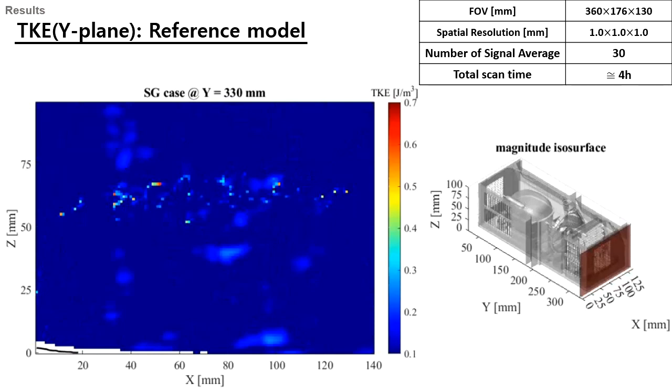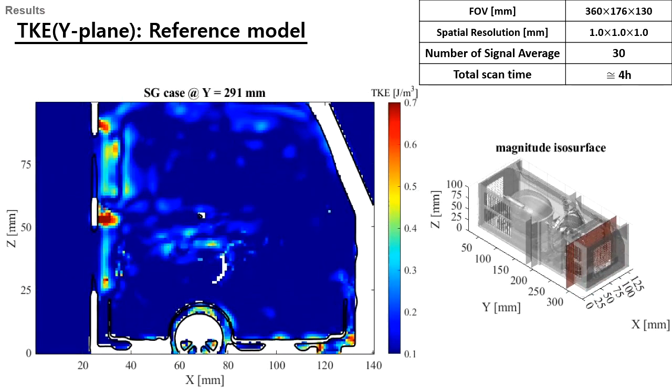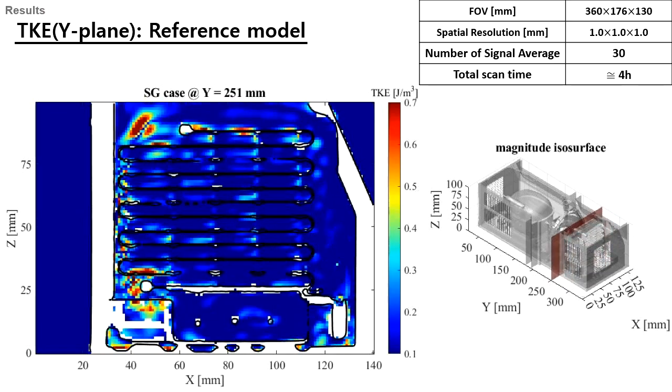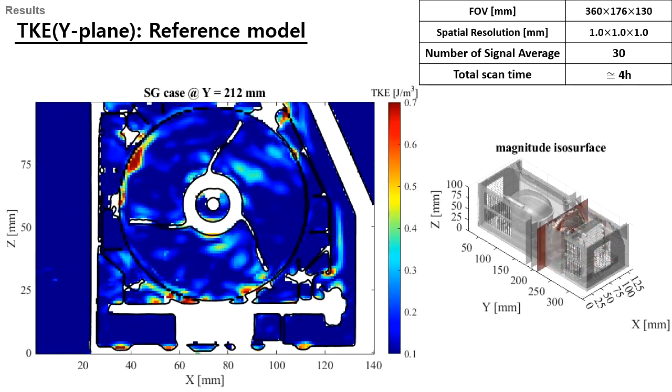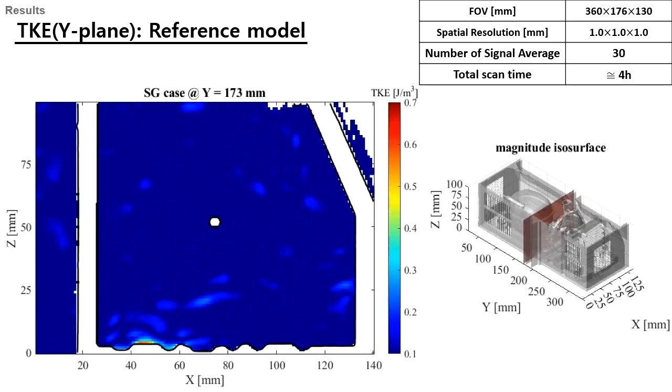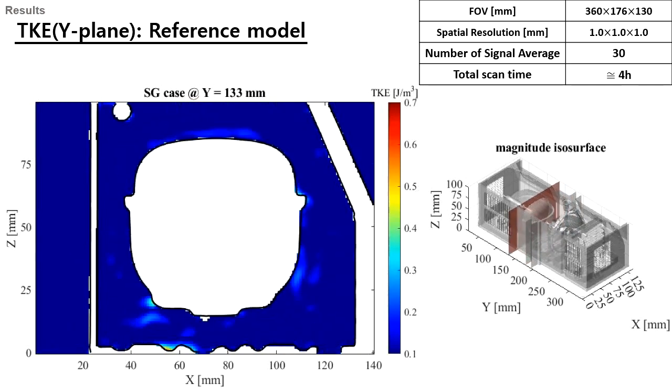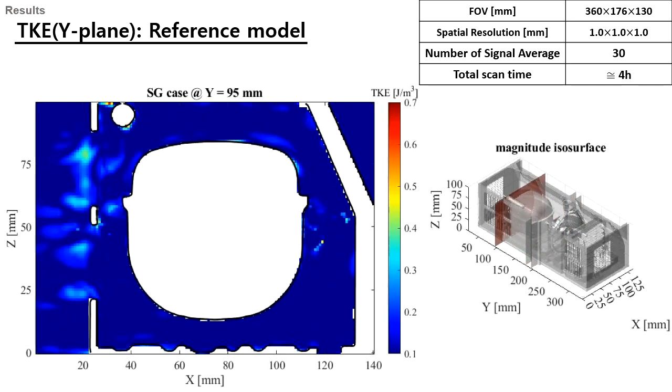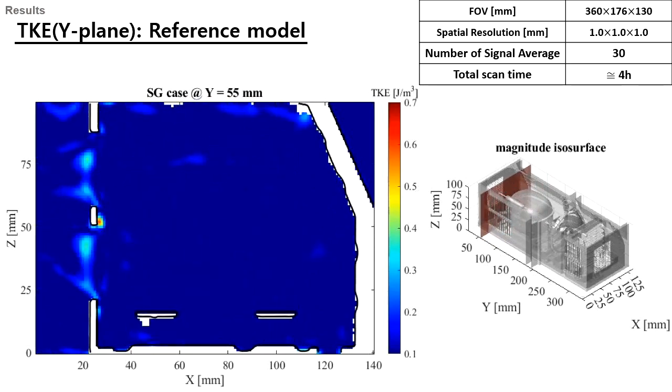The next result I will show you is a video of the TKE for the reference model taken along the y-axis. Unlike the mean velocity data, the spatial resolution is 1 mm and the number of signal averages is 30. Through this video, we can confirm areas where the flow is non-uniform and the TKE is high.